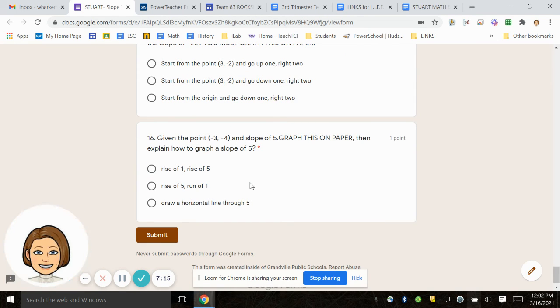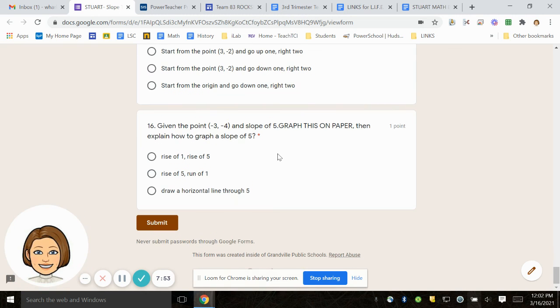Number 16, given the point -3, -4, and slope of 5, graph on paper. Then explain how to graph a slope of 5. So graph this, the point -3, -4, and the slope 5. Is it rise of 1, rise of 5, rise of 5, run of 1, or do you draw a horizontal line through 5? Again, start with the point -3, -4, and then use the slope of 5. Think of 5 as a fraction to help you.